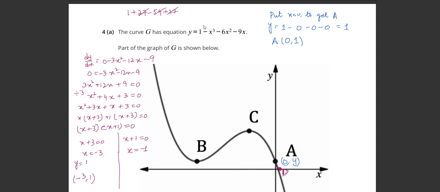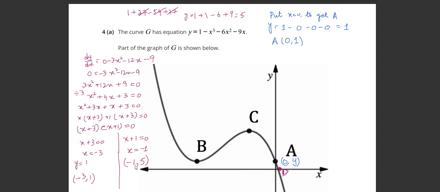If you put minus 1 in this, then it will become plus 1, then minus 6 and plus 9. So 1 plus 1 is 2, plus 9 is 11, minus 6 is 5. So this will be positive. So another point will be (-1, 5).